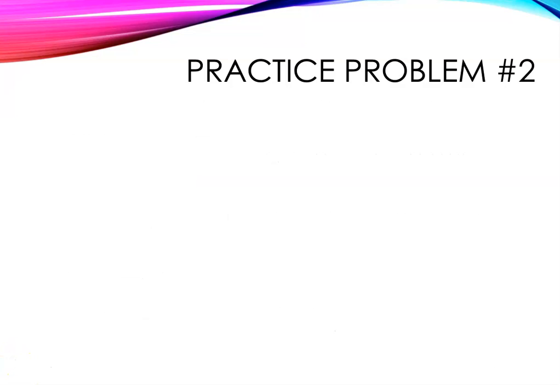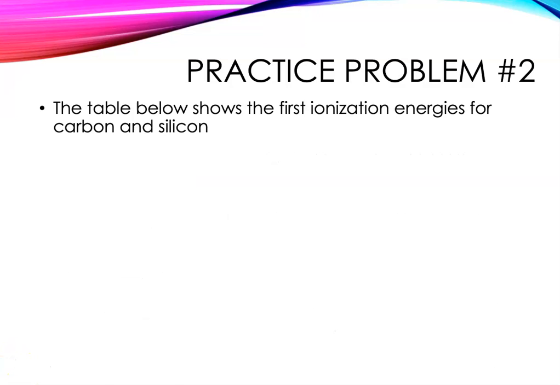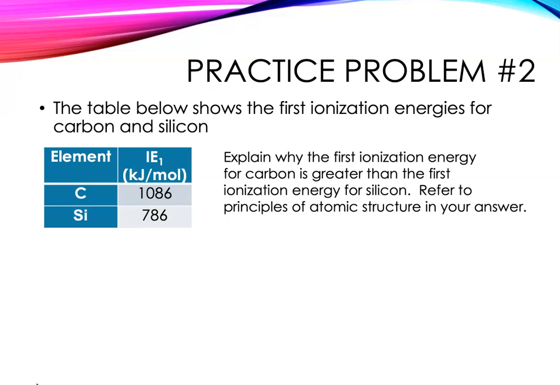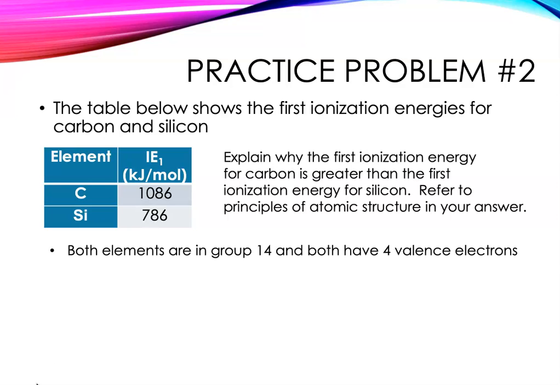Let's look at practice problem number 2. It's a very similar sort of setup. The table below shows the first ionization energies for carbon and silicon. Explain why the first ionization energy for carbon is greater than the first ionization energy for silicon. Again, refer to principles of atomic structure in your answer. We see that both elements are in group 14, and we know both of them have 4 valence electrons. What's really important, though, is where are the outermost electrons?